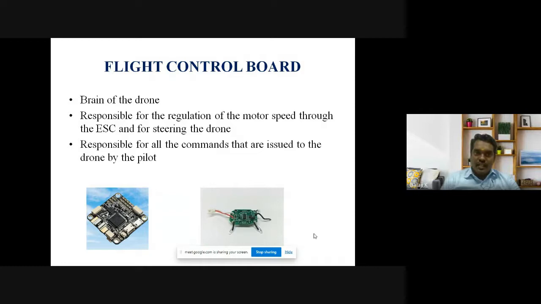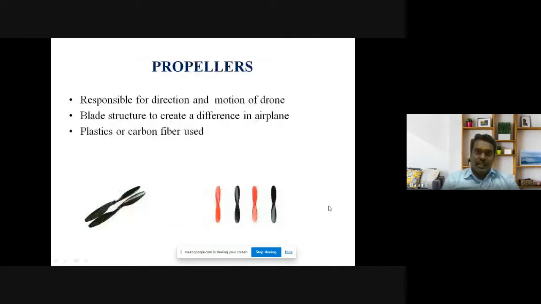Next, it is responsible for all the commands that are issued to the drone by the pilot. Whatever command the pilot gives from the ground will be received in the drone, and this flight control board is ultimately responsible for executing whatever the pilot has instructed.